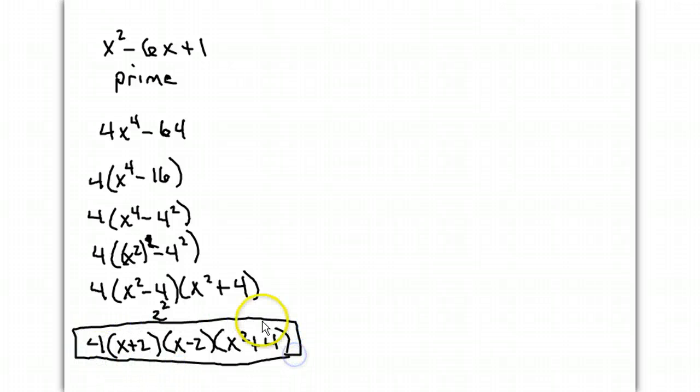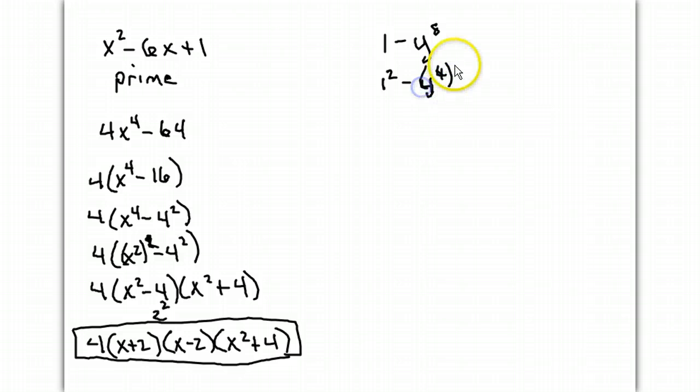Sometimes I know it's hard to grasp that something that starts off as just 2 terms ends up as 4 terms being multiplied, but it's very possible. Let's see another magical problem like this. Let's say, for example, we have 1 minus y to the 8th. Well, this is a difference of squares, because this can be written as 1 squared minus y to the 4th power squared.